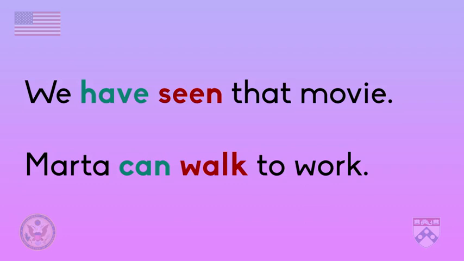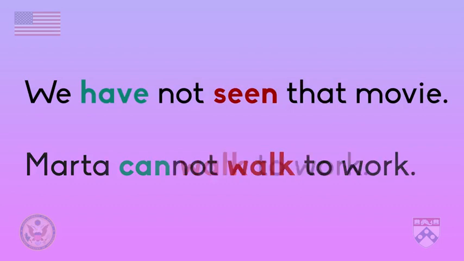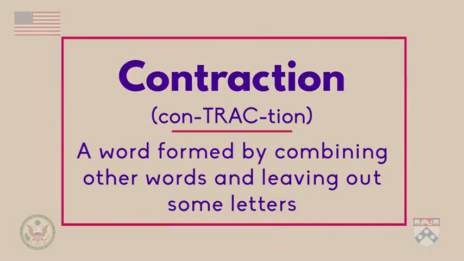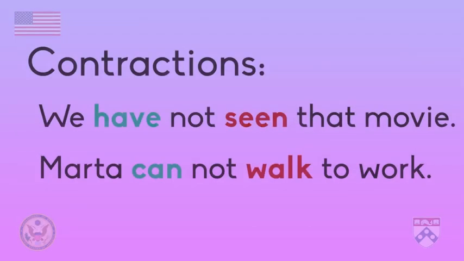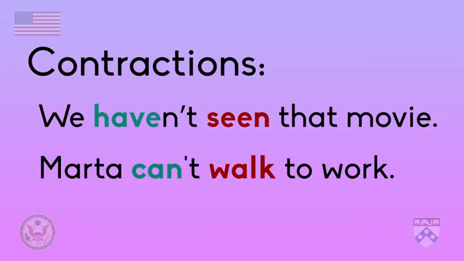Put the word not in between the helping verb and the verb. That gives us, we have not seen that movie, and Marta cannot walk to work. Notice that when we add not after can, we get one word, cannot. Helping verbs and the word not are often combined to form contractions, or words made by combining other words and leaving out some letters. The sentences we just made can use contractions like this. We haven't seen that movie, and Marta can't walk to work.